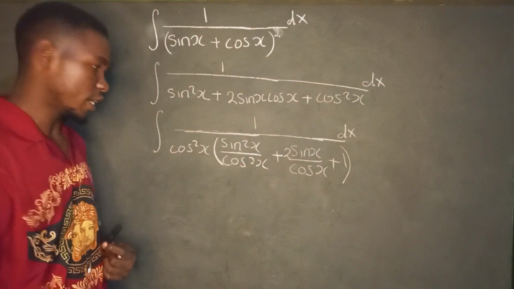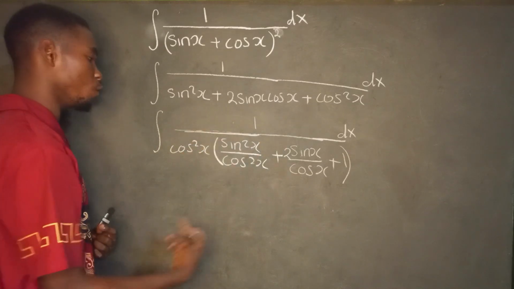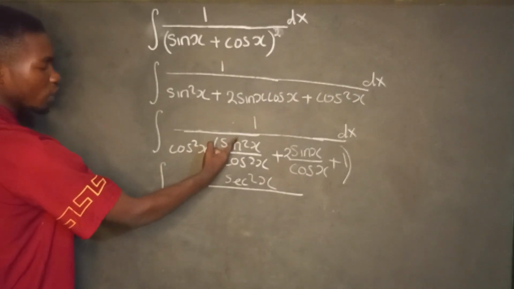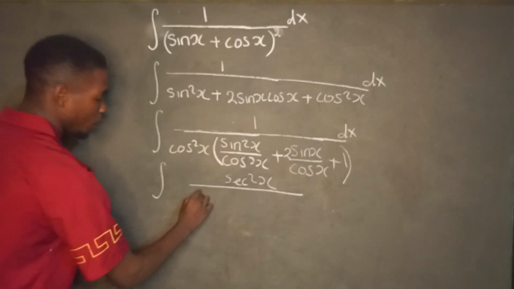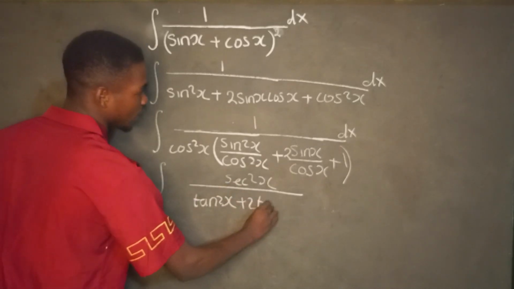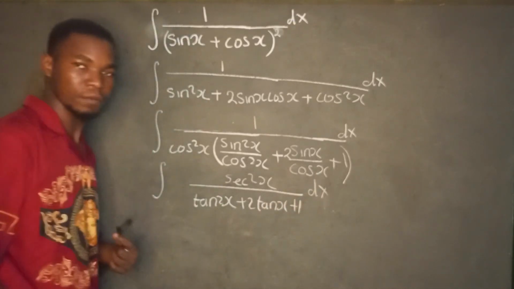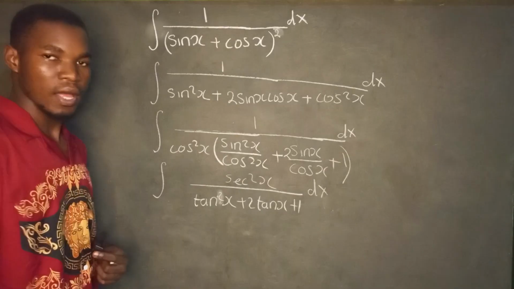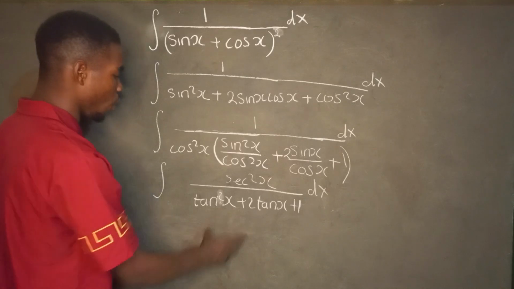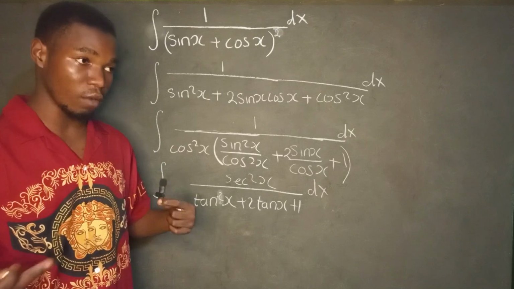At this point, do you see that we have 1 over cos squared x, which can go up as sec squared x? So we have the integral of sec squared x over tan squared x plus 2 tan x plus 1, dx. Now it is better, because we can express the bottom in terms of a sum of squares.